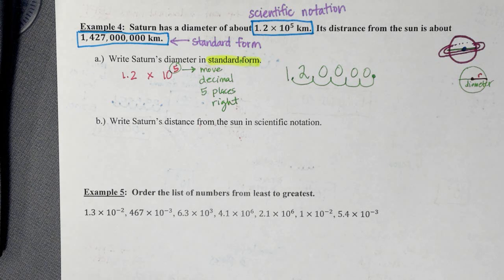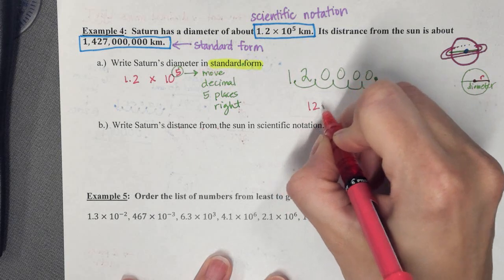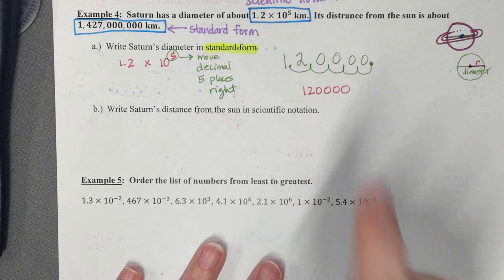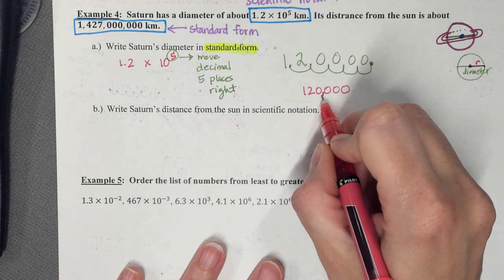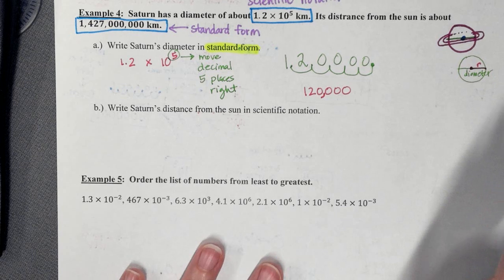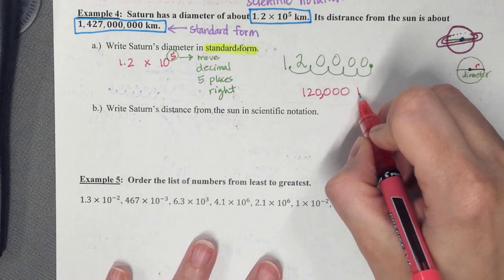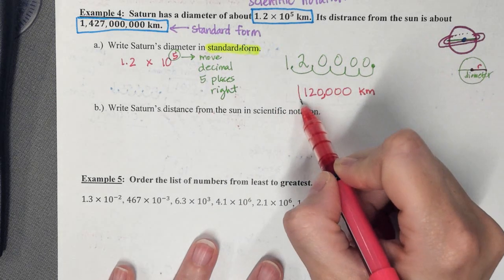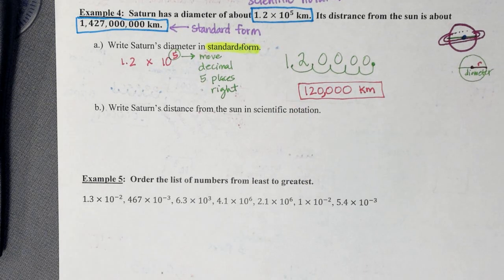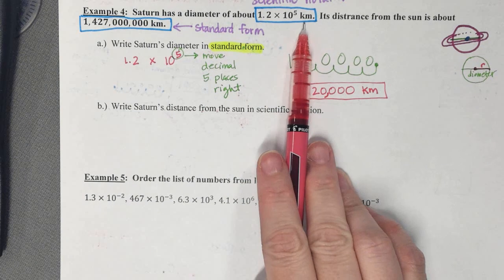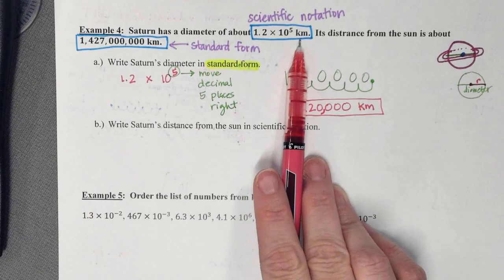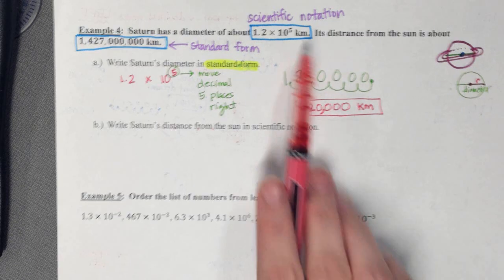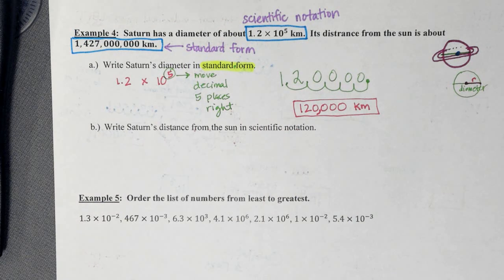Now when you write your final answer, we're going to write the number and then start from the back. And then we're also going to include the units. Okay, so if it's given to you in km, do you guys remember what km means? Yep, kilometers. Great. Okay, so it's 120,000 kilometers.